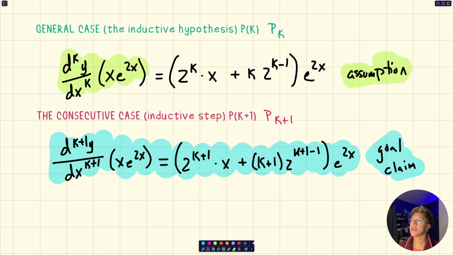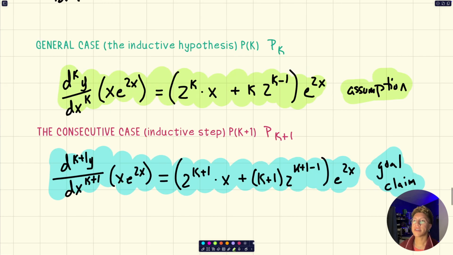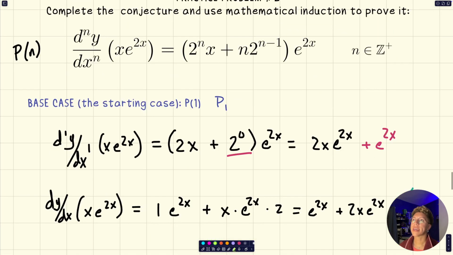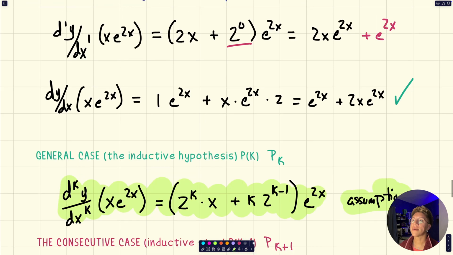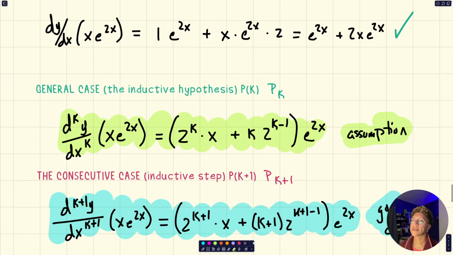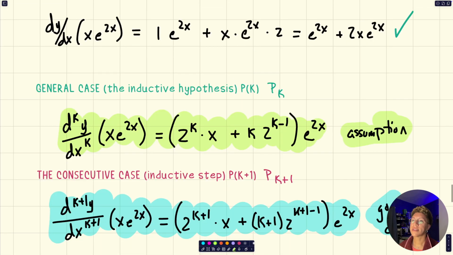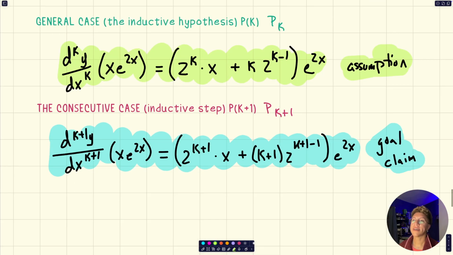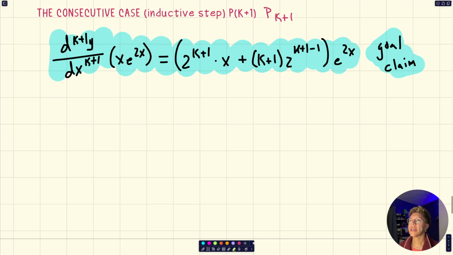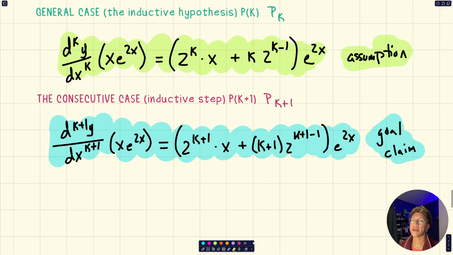And make sure that this one's in green. And just making sure we didn't make any mistakes when we're plugging in. So 2 to the k plus 1 x, k plus 1 times 2 to the k plus 1 minus 1, e to the 2x. All right. As always, we're going to take our assumption and put it at the top. That's where we're going to start. And then we're going to put our goal at the very bottom.